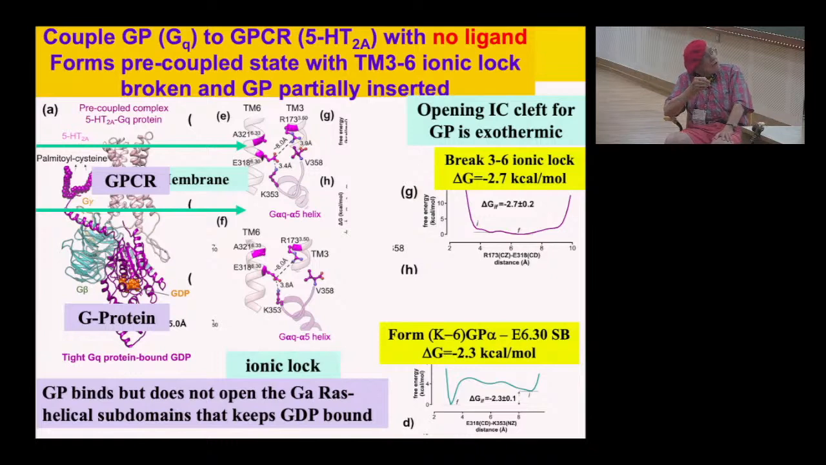And the Gq G protein. This just shows the energy to break the ionic lock. It's downhill 2.7 kilocalories. This is the final position of that C terminus that opened up the 3,6 ionic lock. It finally ends up bonding to TM6, mixed salt bridge, and this is the energy there. So both these processes are downhill 2 to 3 kilocalories.